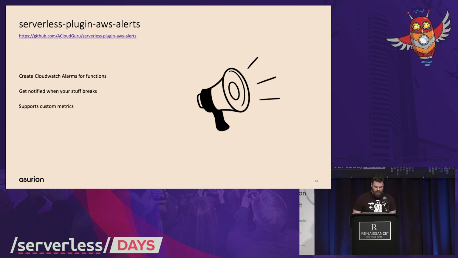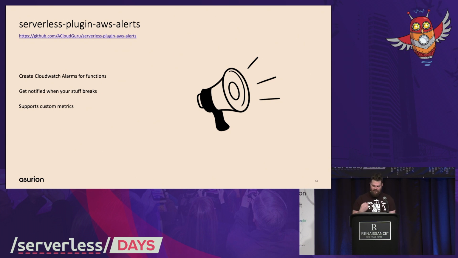Another really awesome plugin is serverless plugin AWS alerts. So if you deploy a vanilla service to production, you're not going to have any alarming or alerting capability by default. So it would be best, obviously, if we wrote code that never broke, worked 100% of the time in production, but it's not realistic for me anyways.